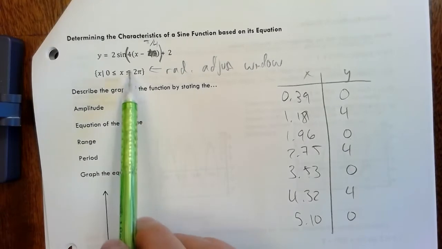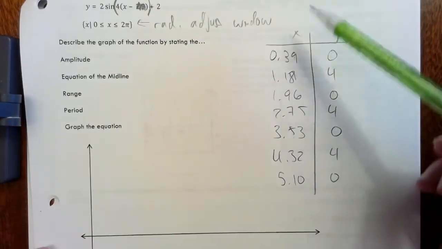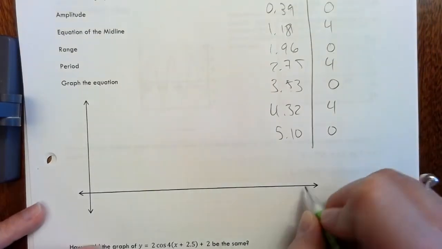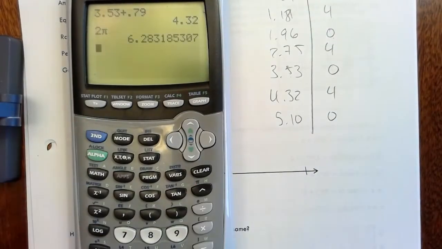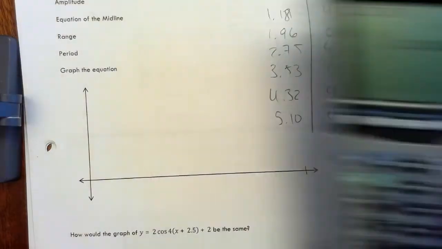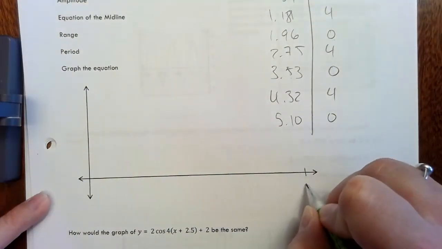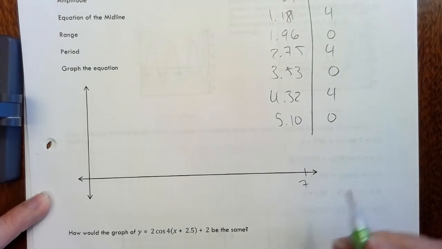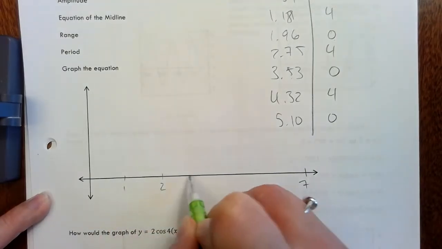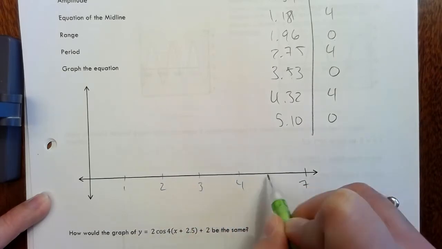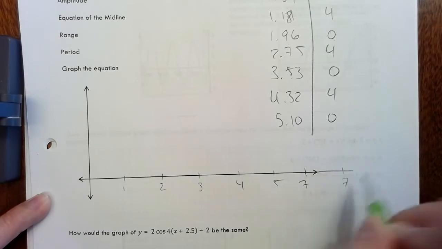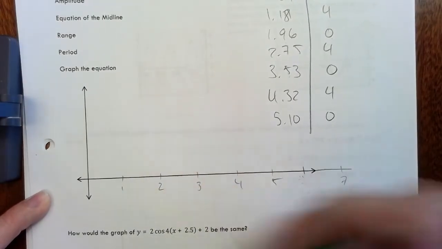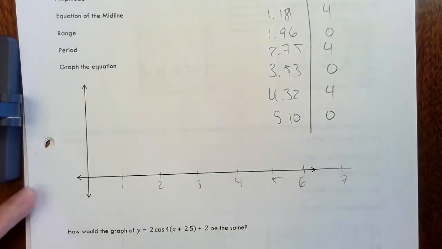This time they told me the domain is between 0 and 2 pi, and since I've been working in decimals, I think I'm going to continue working in decimals. So let's find out what 2 pi is as a decimal. 6.28. So let's make this 7 perhaps. I'll try and space myself out. 1. Okay, I need one more. Did not space it out right, but that's okay. 7. There we go.